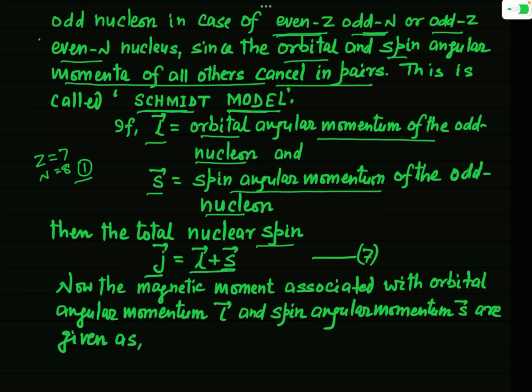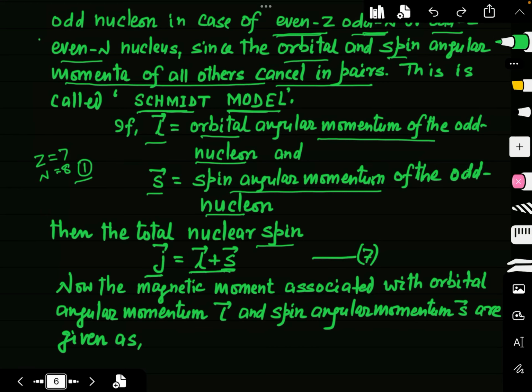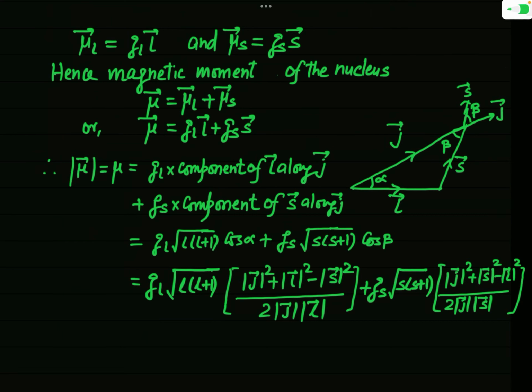Now the magnetic moment associated with this L and S we have already defined earlier. You can see that the magnetic moment associated with the orbital angular momentum, mu L, is given as GL times L. Here actually the expression should be GL into h bar L, and for mu S this should be GS into h bar S. But here h bar has been taken as a unit, so I have not written h bar.